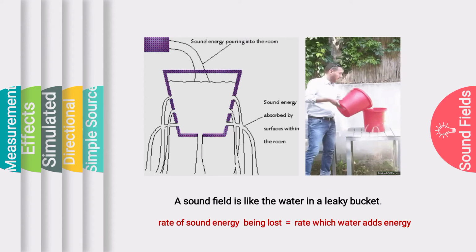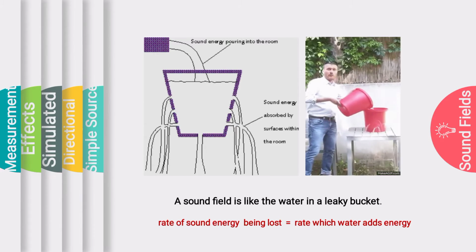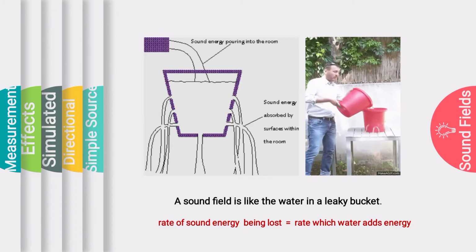A good way of understanding a sound field is to think of what happens if you were to pour water into a leaky bucket. If the holes in the bucket were only small, then the water would leak out slowly, and pouring the water in too fast would cause the bucket to overflow. This is a steady state situation where the rate at which sound energy is being lost is exactly balanced by the rate at which the water adds energy.